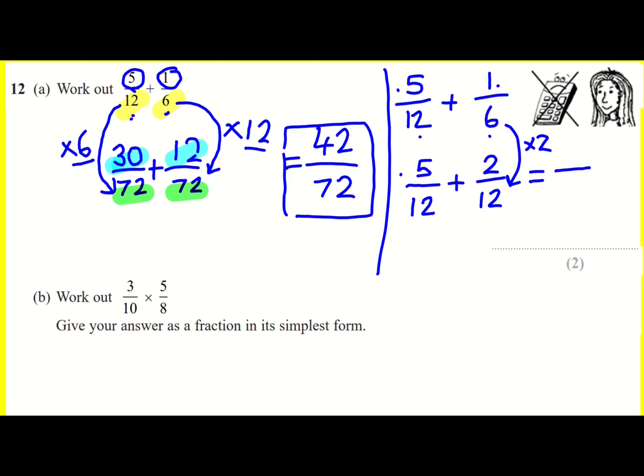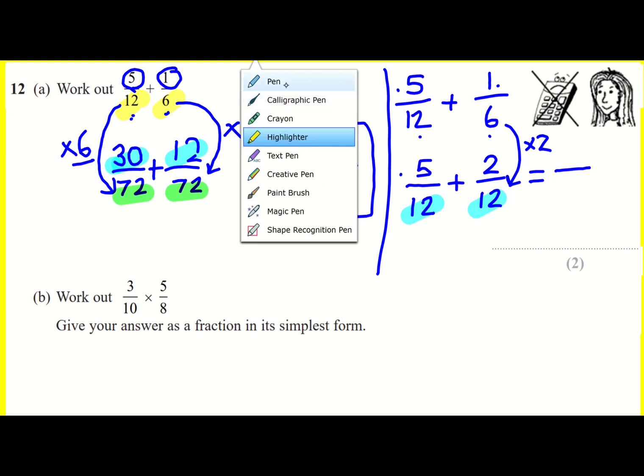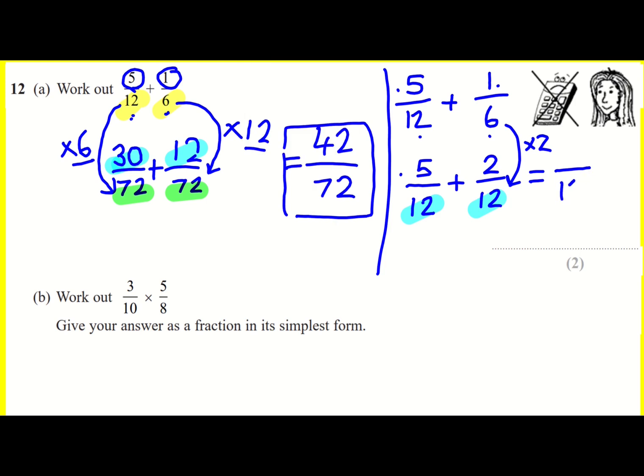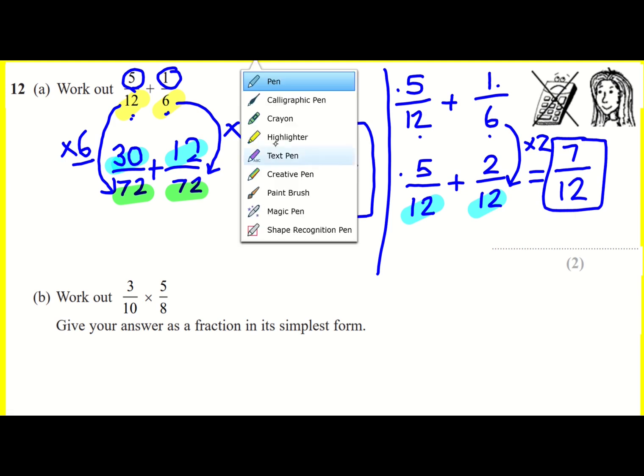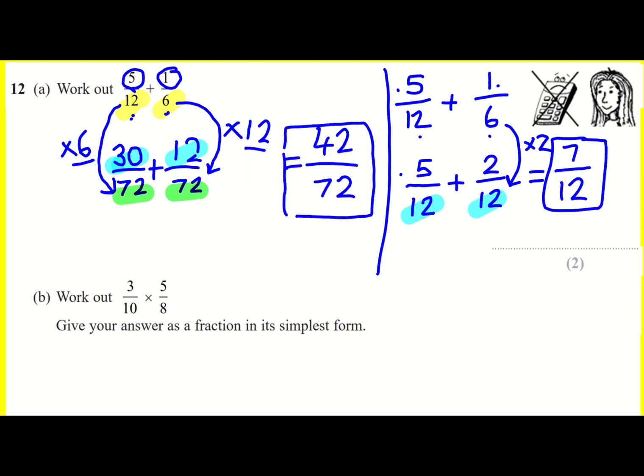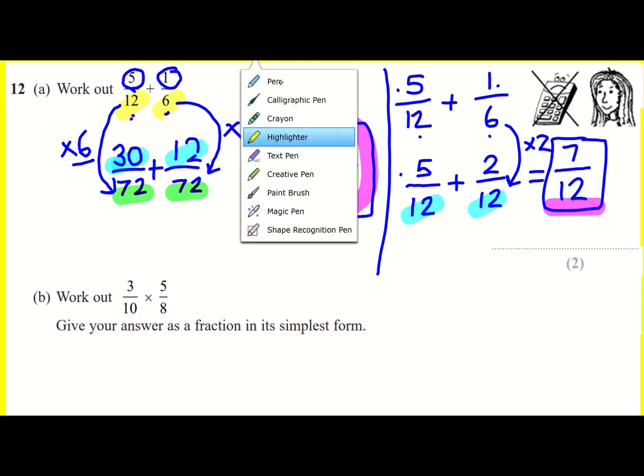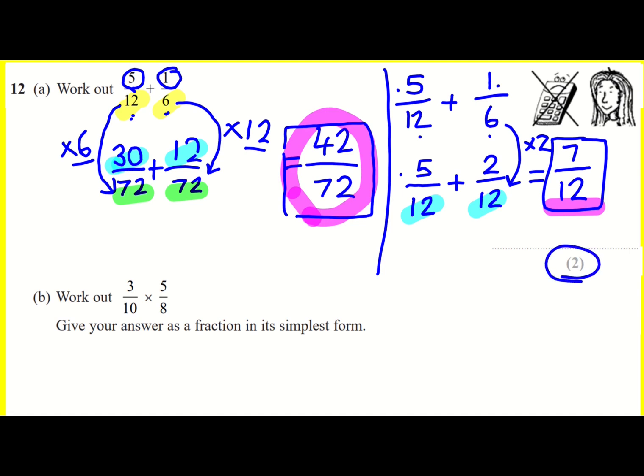And then you can see we have got a common denominator here, 12 and 12, which means I can now add my numerators. 5 plus 2 is 7. So this answer would also have got you the full 2 marks. And what you will notice is if you simplified this one, you would get this. So they're equivalent anyway, but either would have got you the 2 marks.